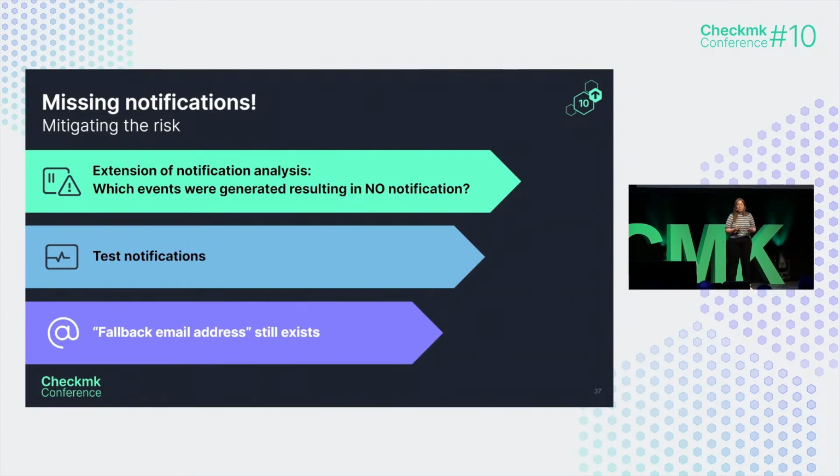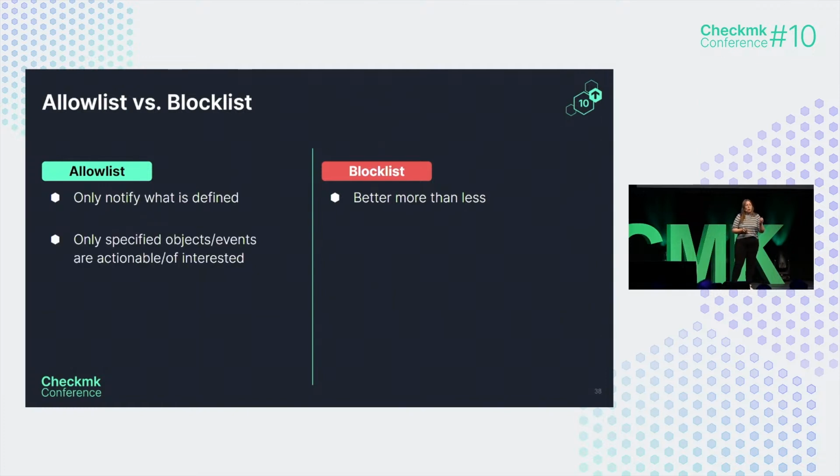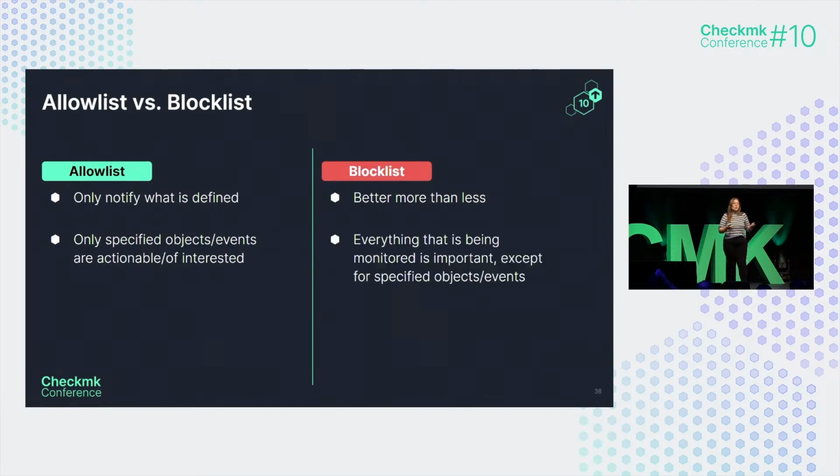In summary, the risk would be manageable. So let's compare the two approaches directly. The allowlist only notifies about what is defined, whereas the blocklist follows a better-more-than-less principle. Only specified objects and events are actionable or of interest according to the allowlist. The blocklist implies that everything that is mentioned is important, except for specific objects and events.